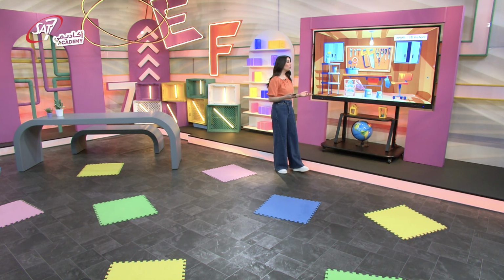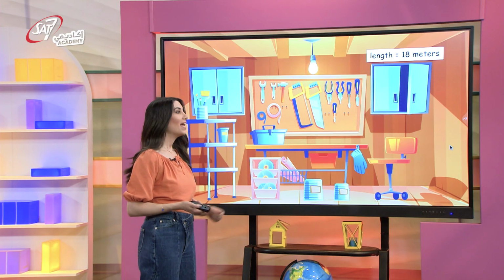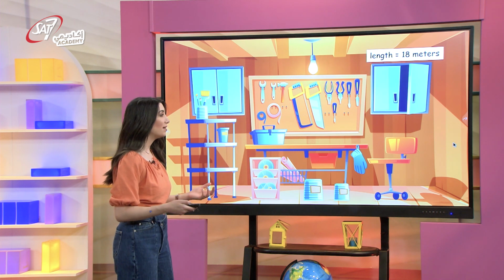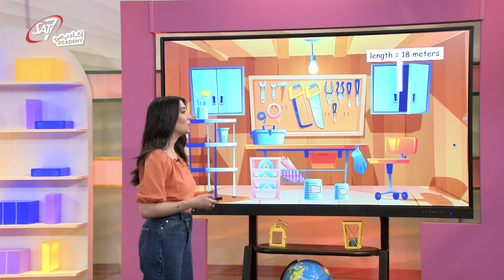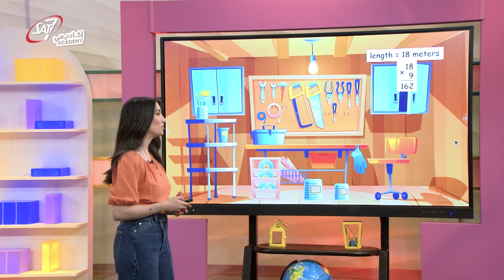To know the area, we should know both the length and the width of the room. In this case, the length is 18 meters. What's half 18? It's 9. 18 divided by 2 is 9. So area equals length times width. Area equals 18 multiplied by 9. 162 square meters is the area of the basement.